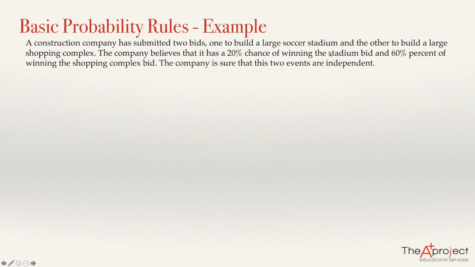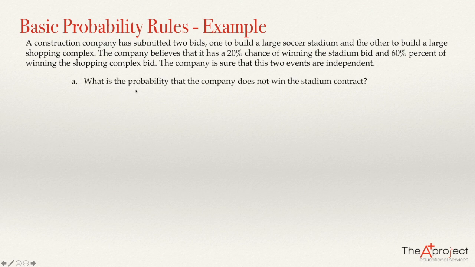So we are going to use the fact that they are independent as an assumption, and we are going to be using the formula for independent events. Okay, let's see what question we have. What is the probability that the company does not win the stadium contract? So the idea is to compute the probability of getting the stadium contract.